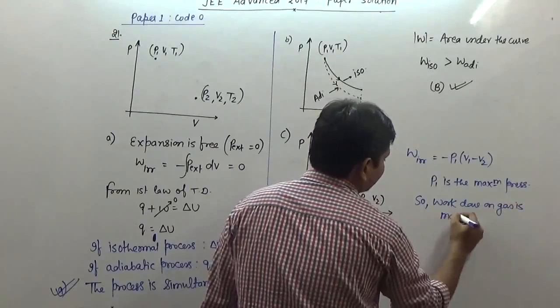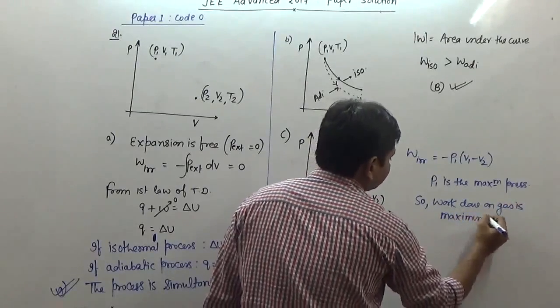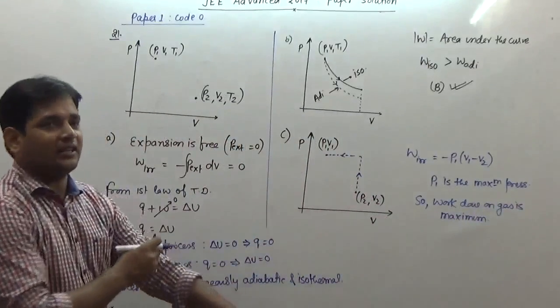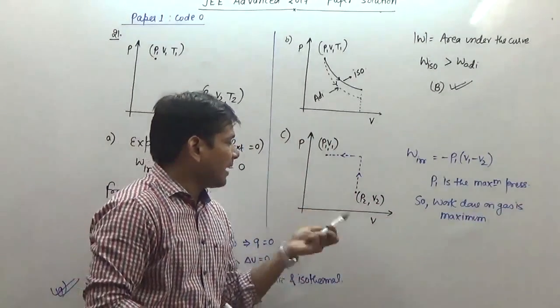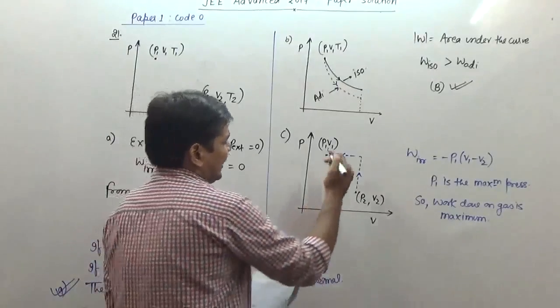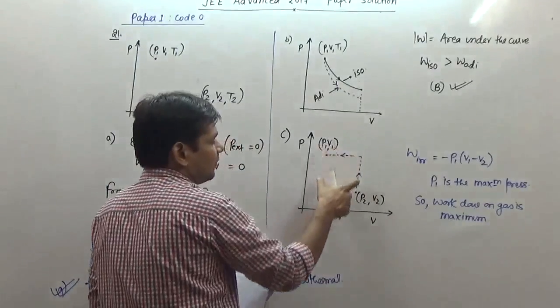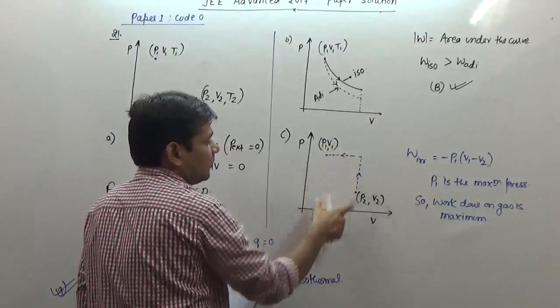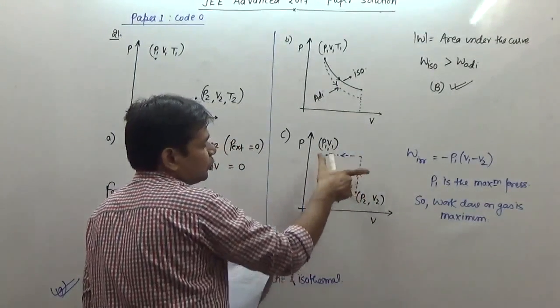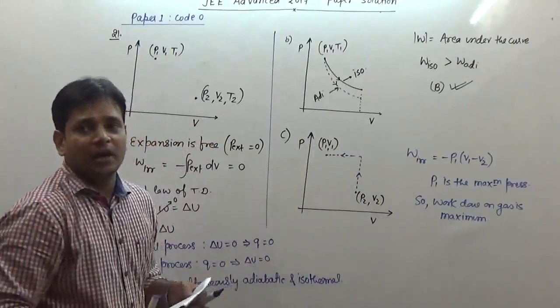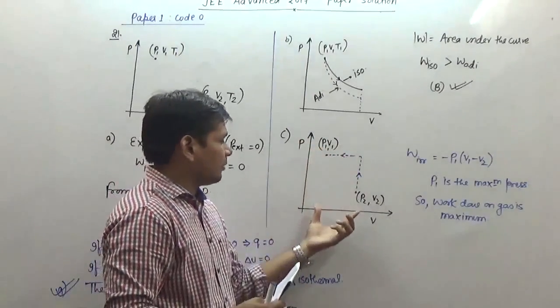Work done on gas is maximum. P1 is the maximum pressure, and that's why work done on the gas is maximum. You can easily see that area under the curve. In this process there is no work done, and in this process the work done will be maximum because the area under the curve will be maximum. From P2 V2 to P1 V1, this is the maximum area under the curve that can be obtained.